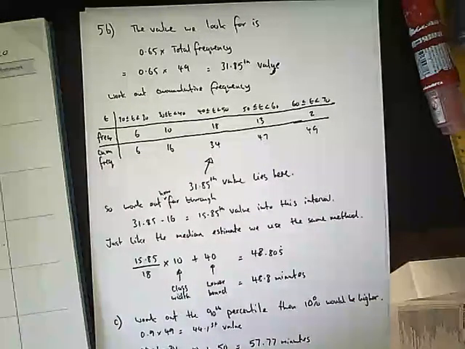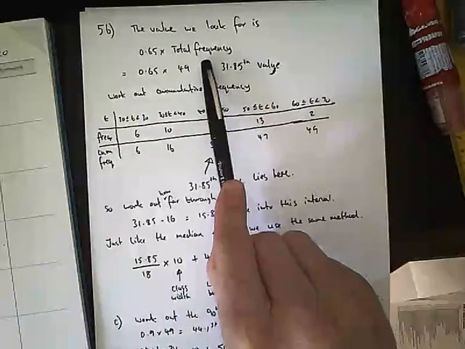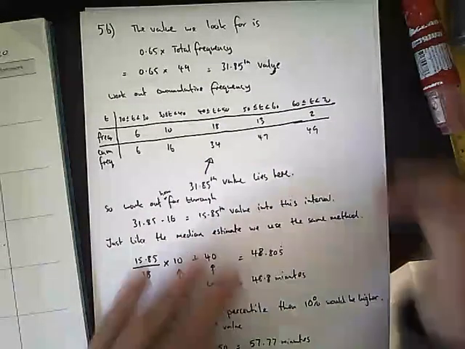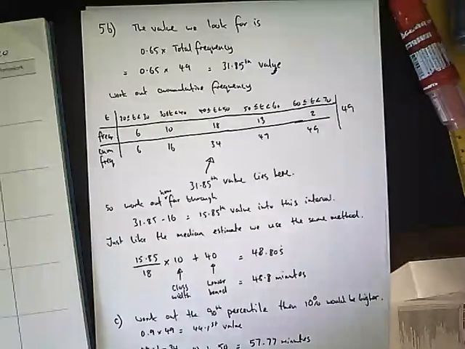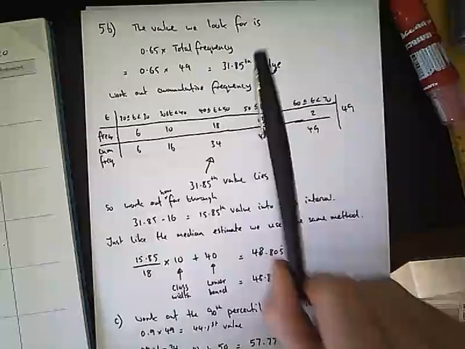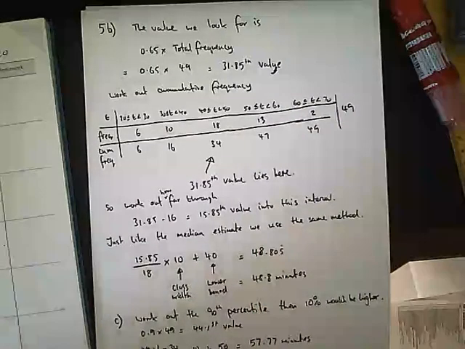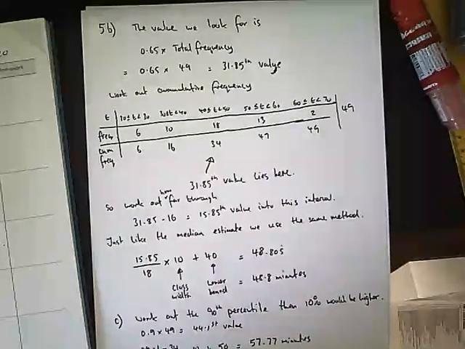So the value we're looking for is the 65th percentile. To work out what value that is, we do 0.65 times the total frequency. If we add up all the frequency that's in that table, we should get a total of 49. So 0.65 times 49 is 31.85. So we want the 31.85th value in that data range.